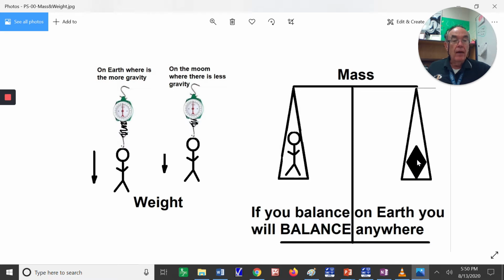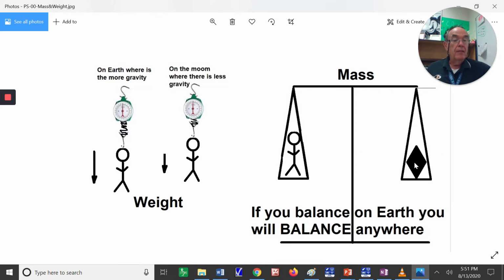They'll balance wherever. The amount of matter in this diamond-shaped object is not going to change, and the amount of matter in this person is not going to change. So it wouldn't matter if we measured them on Earth or on the moon. Okay, they would still balance. And this is why we use a balance beam in science, and scientists use balances because it's something that doesn't change. Okay, the amount of mass in the person and the amount of mass in this object won't change.